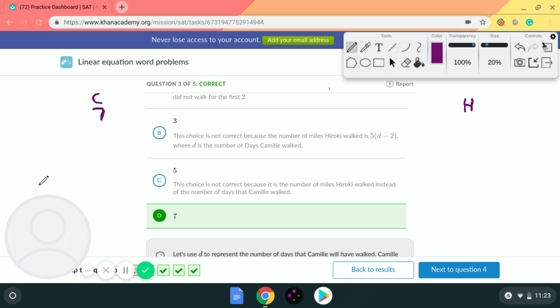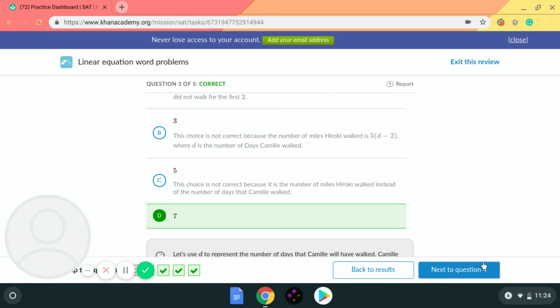Alright, so if for 6 days she was going to be walking 3 miles a day, that is going to be around 18 miles every day after the first, which is 25 miles total. While with Hiroki, 5 times 5 is 25. So Hiroki would have finally caught up on day 7. In other words, D is the correct answer.